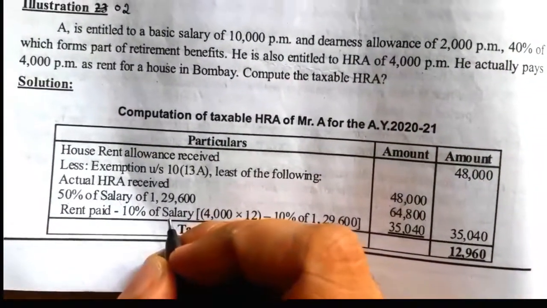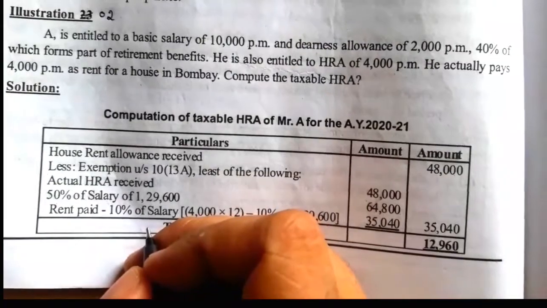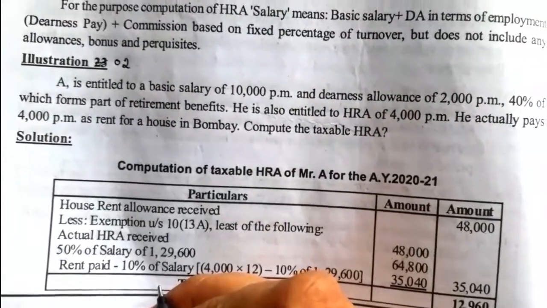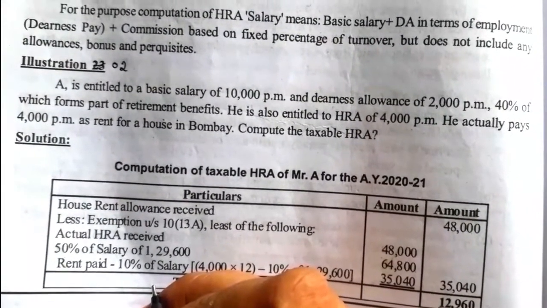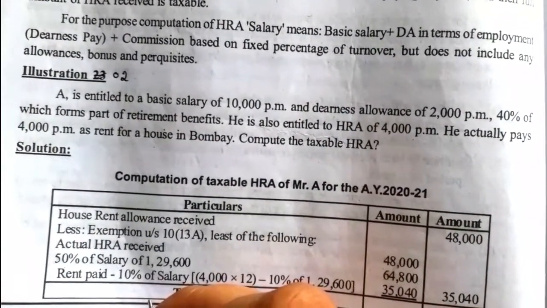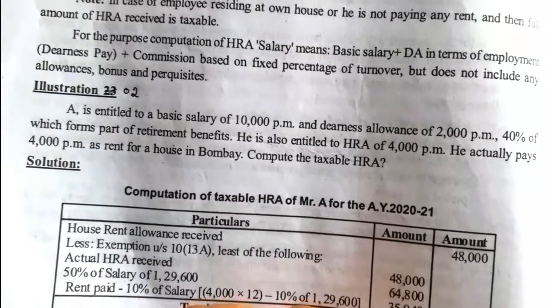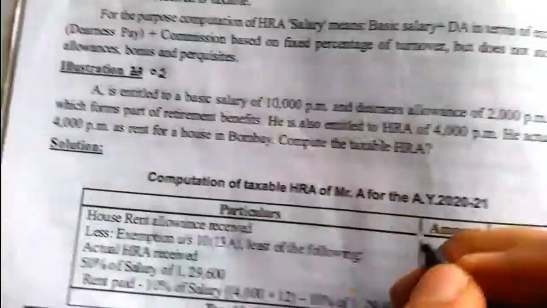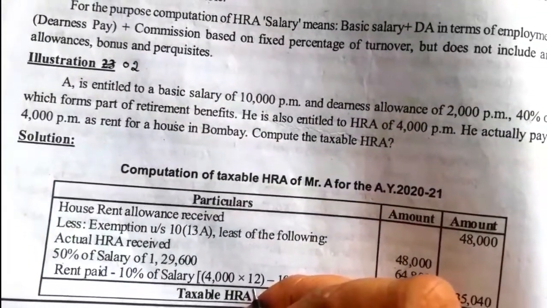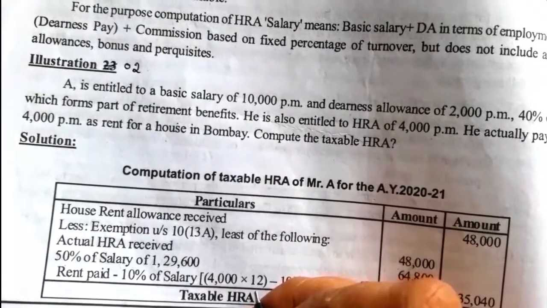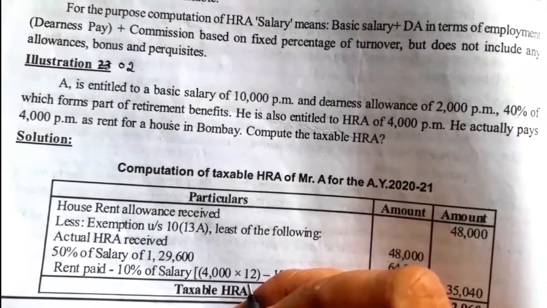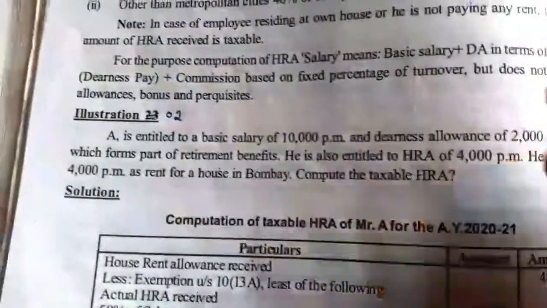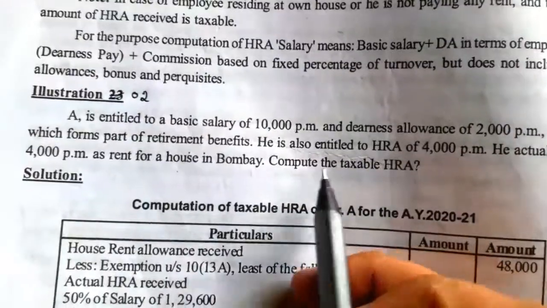Hello students, today we will learn the next illustration number 2 under taxable HRA, house rent allowance. Now see the question. Mr. A is entitled to a basic salary of rupees 10,000 per month and dearness allowance of rupees 2,000 per month, 40% of which forms part of retirement benefit. He is also entitled to HRA of rupees 4,000 per month. He actually pays 4,000 per month as rent for a house in Bombay. Compute taxable HRA. So with this information we have to compute the HRA.